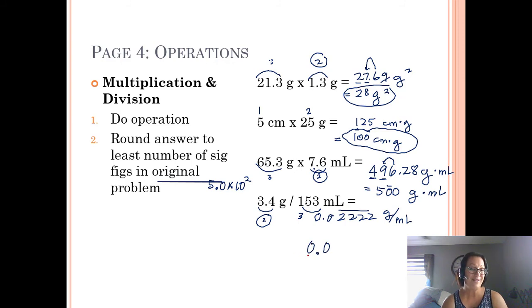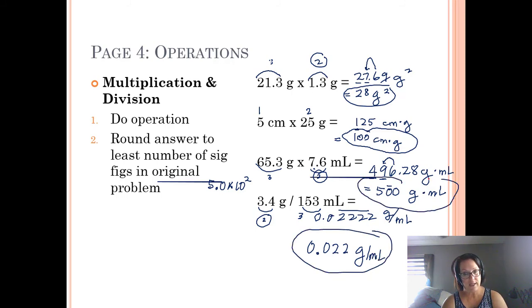Okay, but those are preceding zeros. They don't count as being significant. So that would really be no sig figs. So 2 sig figs would just mean I'm going to write 2 of them down. Grams per milliliter. Now, it takes some practice.